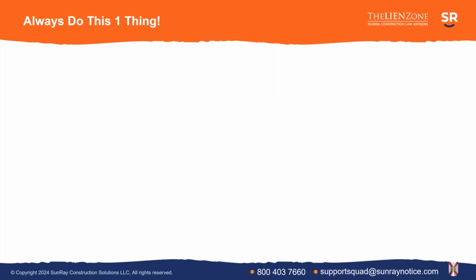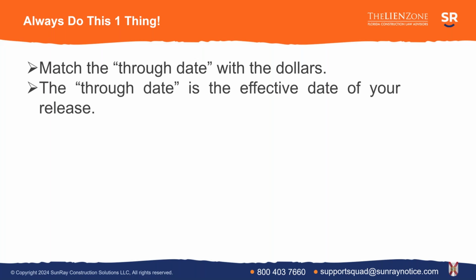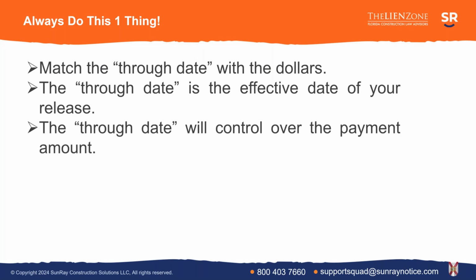Okay, so what is the one thing that you absolutely need to make sure that you do with every release? You need to make sure that you match the through date with the dollars that you are receiving. The through date is the effective date of the release. I showed you certain examples of that through date. Here is where everyone makes the mistake. The through date will control over the payment amount. Let me say that again. The through date will control over the payment amount.